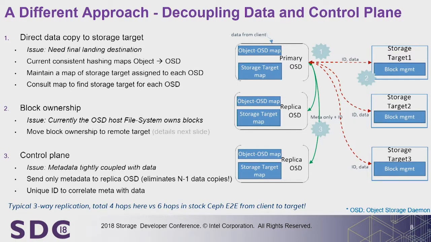In typical three-way replication, what would take 6 hops in stock Ceph works like this: data from the client is the first hop, primary OSD to the peer OSDs is the next 2 hops, so 3 hops there, and then each of these OSDs landing the data to the remote storage target is 3 more hops. So you have 6 hops in stock Ceph today. If you do it this way, you have the data from the client, which we count as the first hop, and then directly to the remote storage targets, the remaining 3 hops. So that's 4 hops.